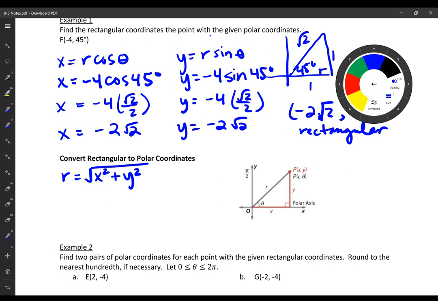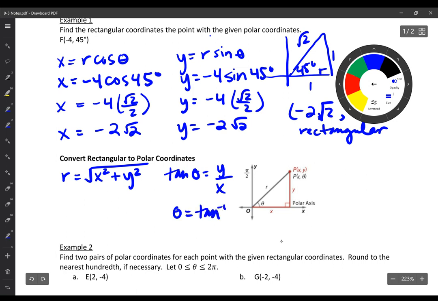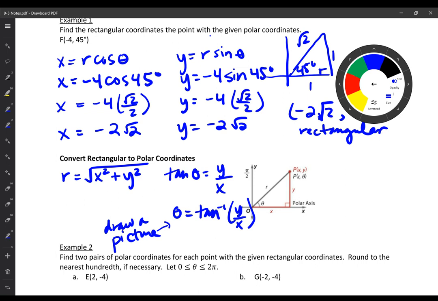And then if I want the angle and I only know my y and my x, I could use tangent because y, x, and my angle are all related. I could say that the tangent of theta equals y over x. And so theta is going to equal the tangent inverse of y over x. But the inverse only gives me answers in one quadrant, so I have to draw a picture, and you might have to adjust to get the right quadrant.